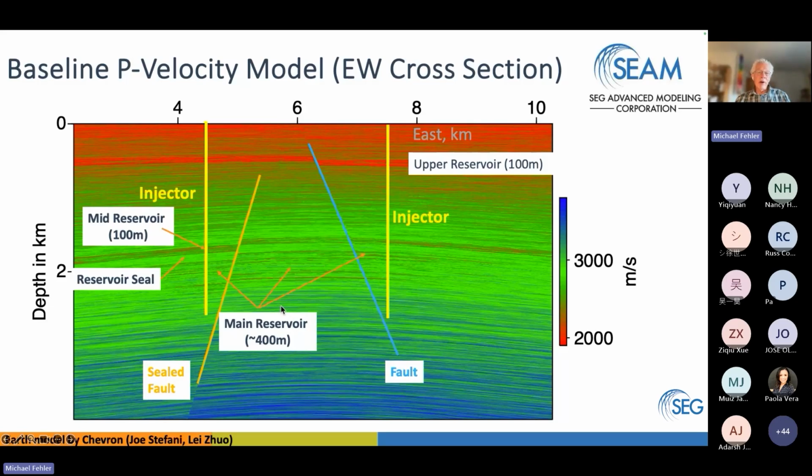There's the main reservoir, starting at a depth of about 1.8 kilometers, going to about 2.5 kilometers. There's the reservoir seal. There's a 100-meter thick reservoir above the reservoir seal that fluid flows along this fault into in one of the scenarios. And then there's a shallow reservoir at 500 meters that's 100 meters thick. That again, in the fluid migration scenario, fluid migrates along this fault up into the shallow reservoir.